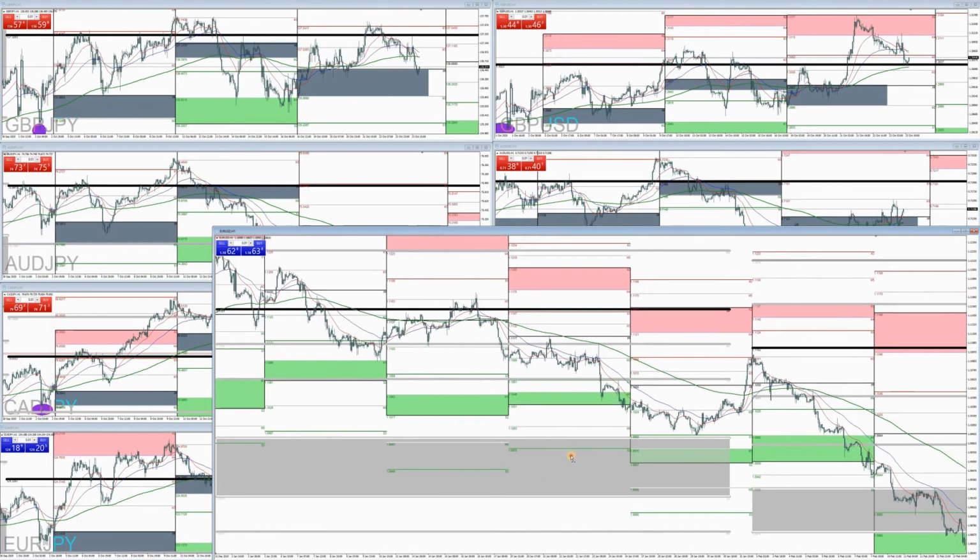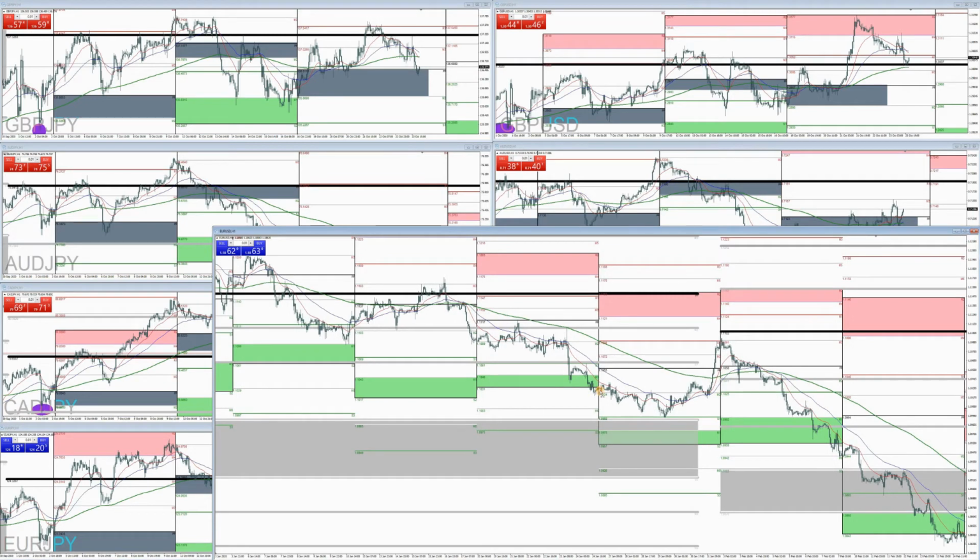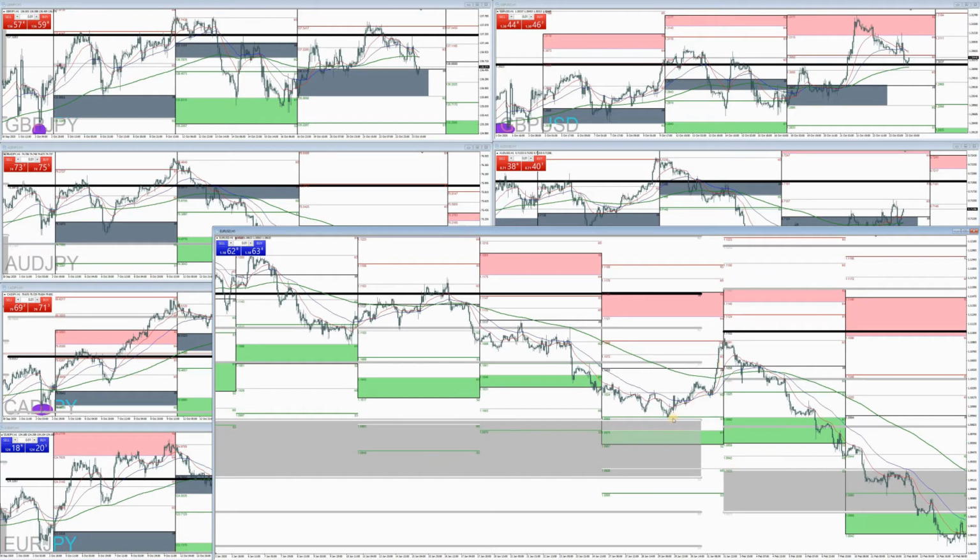Last week of the month. Got an open here. Almost hit our stop. Comes above central pivot. Either stop at break even or jam our stop. If I jam my stop, minus 42. Last week of the month, by the way.